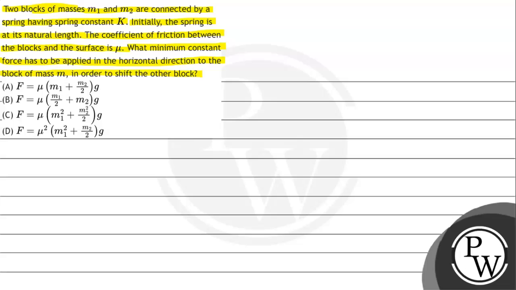So this is m1 mass पे हमें कितनी minimum force लगानी है so that other block can shift. So this is the question been given to us. So यहाँ पे we need to understand about the key concept.